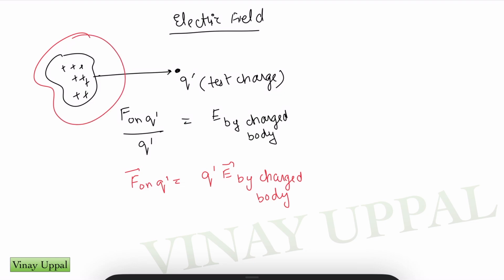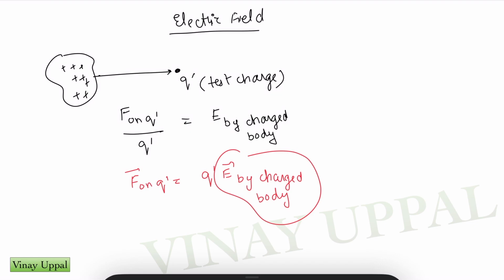Charged body being this body. So whatever Q dash you use, all you need to do is multiply it by the electric field. Once we have calculated the electric field, we can calculate the force between that charged body and any other point charge. That is the whole mechanism and the convenience of defining electric field in the first place.